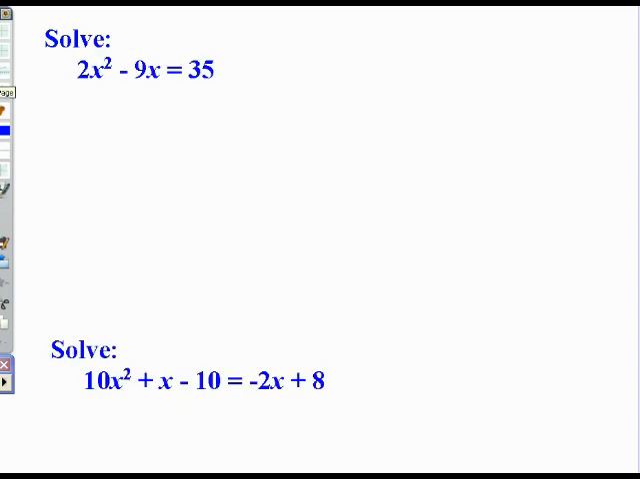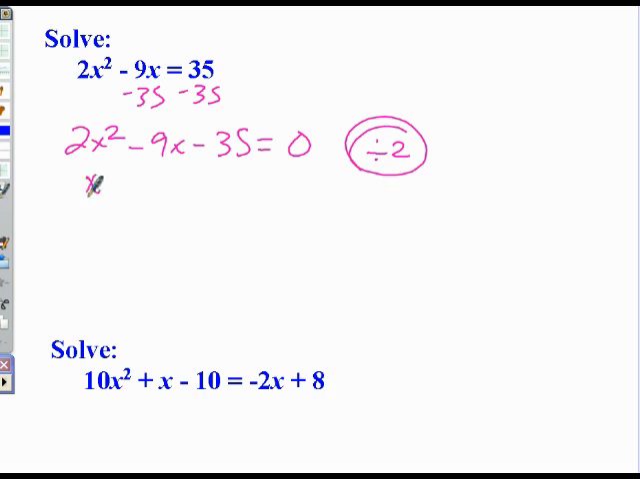First, get it in standard form by setting it equal to 0. So 2x squared minus 9x minus 35 is 0. And then we can go ahead and use one of our factoring methods. Let's go bottoms up. We're going to divide off the 2 later. So x squared minus 9x minus 70 is 0.